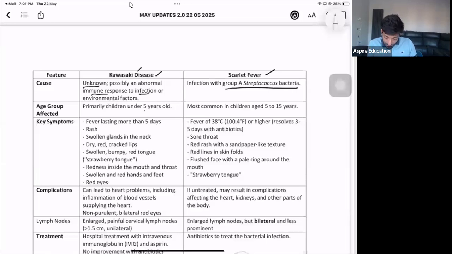Primarily children under 5 years of age, most commonly children between 5 to 15. So when you see the question outside the cubicle, check the age of this patient. That will be very, very important. Key symptoms: fever lasting for more than 5 days. Here it resolved between 3 to 5 days with antibiotics.